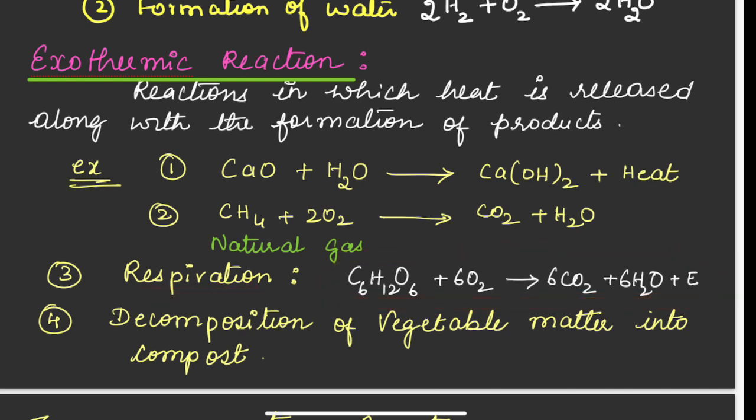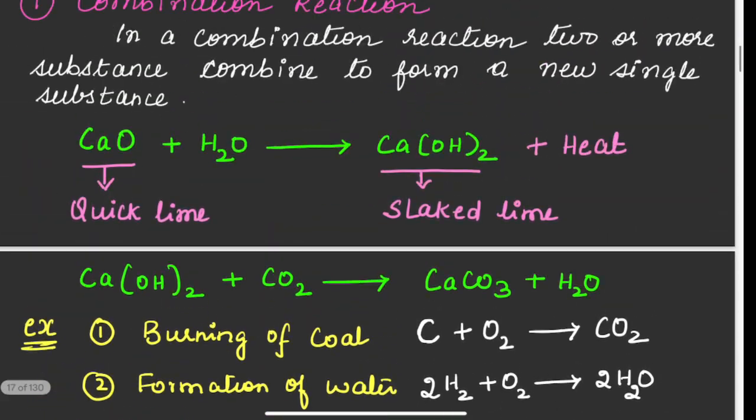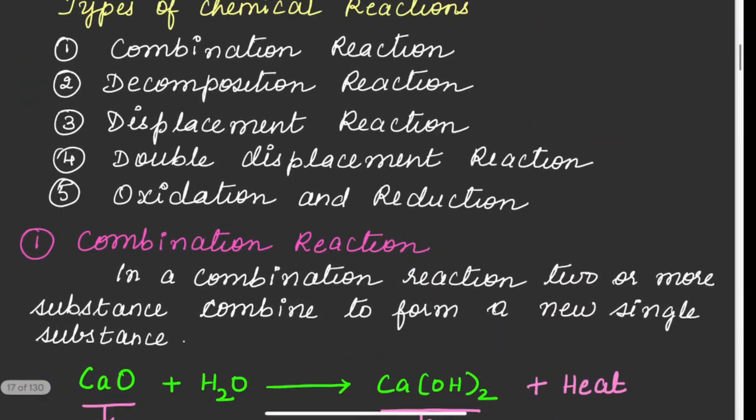And the last example for exothermic reaction is decomposition of vegetable matter into compost. The vegetable matter which is decomposed, meaning breaking down, is an example of exothermic reaction. Even this example can be asked in the examination, whether it is exothermic or endothermic reaction. You have to write decomposition of vegetable matter is an exothermic reaction because a large amount of heat is given out during this reaction. So this is about in detail the combination reaction.